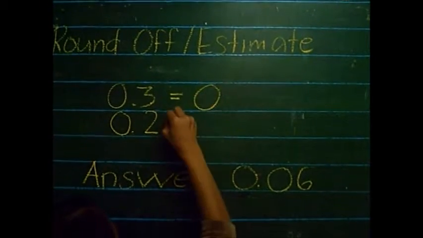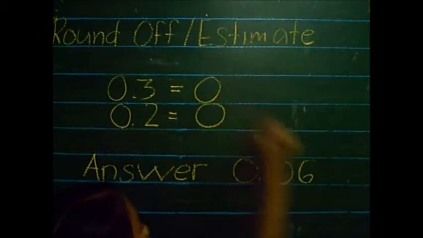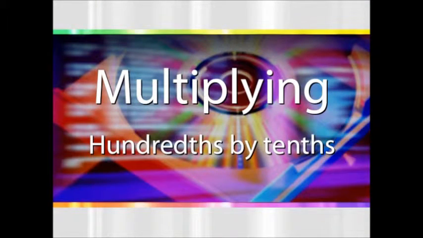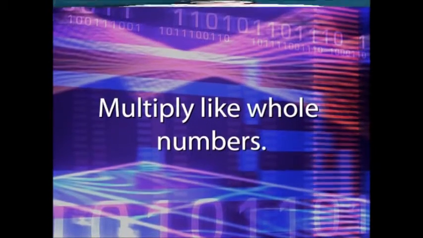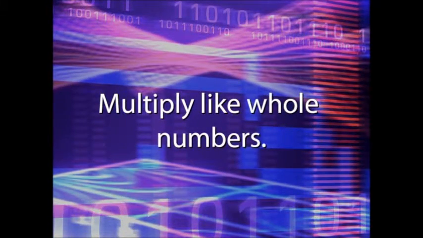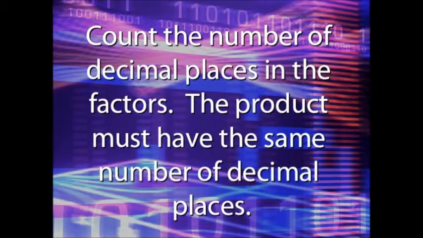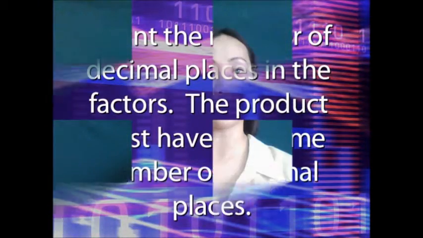Again, since the factors are 3/10 and 2/10, they cannot be rounded off. Our answer must really be close to 0, which is 6 hundredths. We proceed in multiplying hundredths by tenths. To multiply hundredths by tenths, multiply like whole numbers and count as many decimal places in the product as there are in the multiplicand and multiplier together.